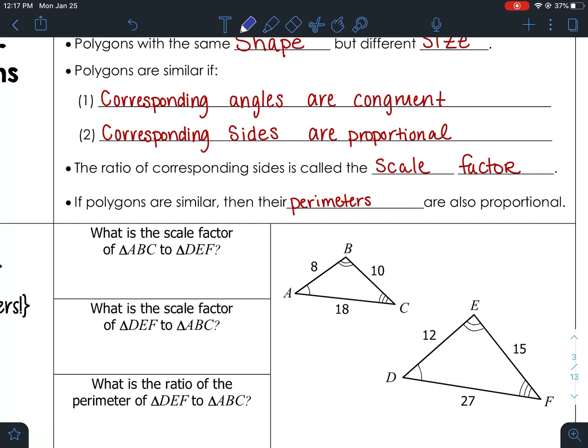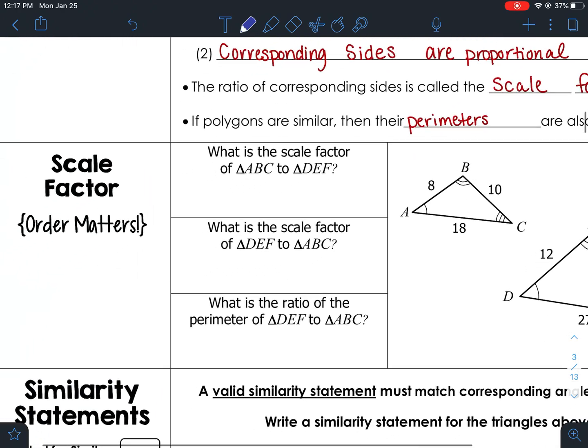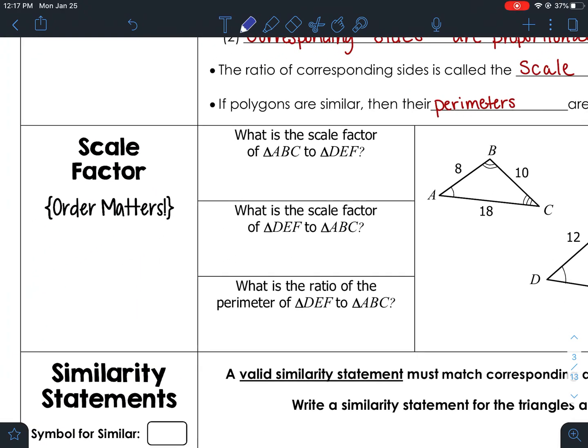Now, our ratio of corresponding sides we're going to call scale factor. So if the scale factor is the same for each side, then it is a similar polygon. And finally, a cool fact that we're going to talk about is that polygons that are similar, their perimeters are also proportional. And again, you'll see how we're going to talk about that here in just a minute. So, let's talk scale factor.